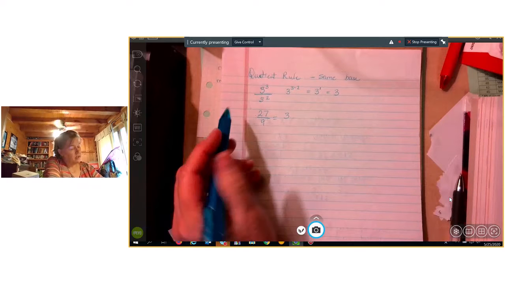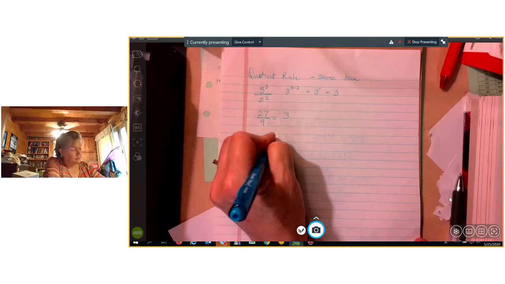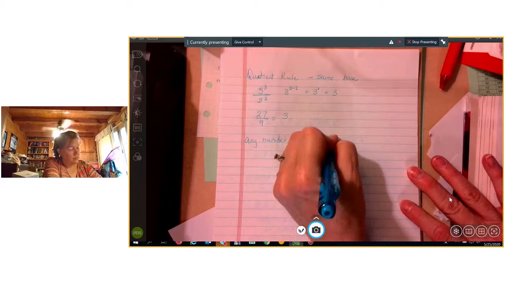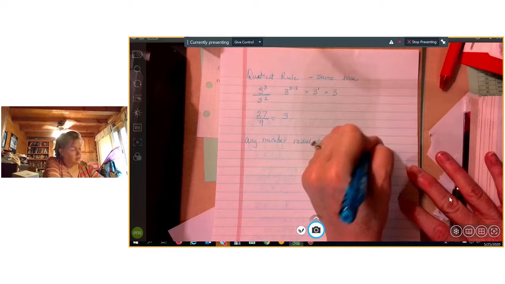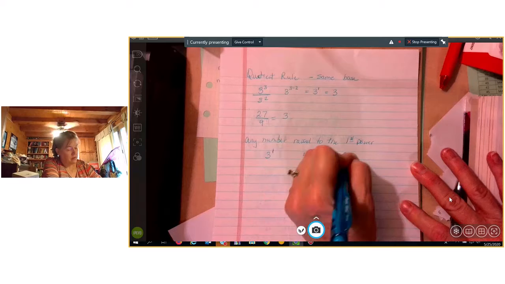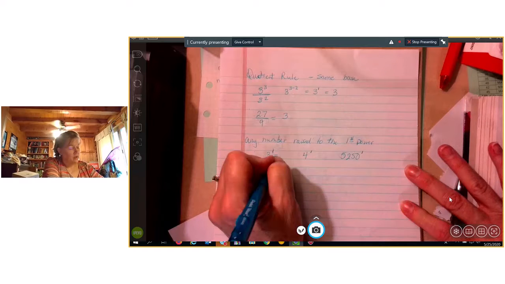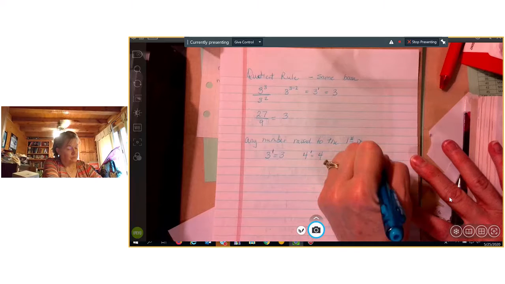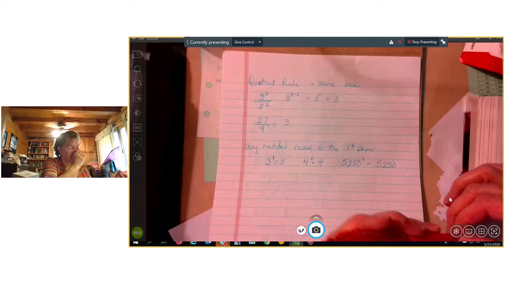Now, any number raised to the 1st power, so that's 3 to the 1, 4 to the 1, 5,250 raised to the 1 is always going to equal that number. Okay?